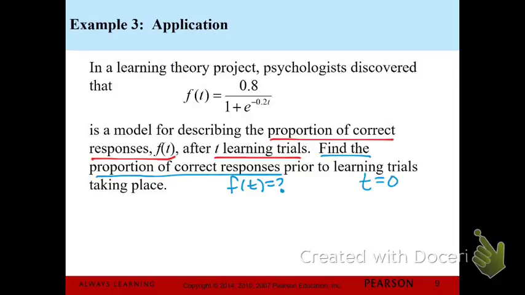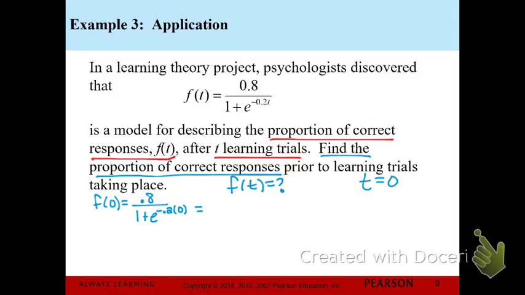So how are we going to find F of T if I know that T is 0? I'm going to plug 0 in for T. Very good. So we're looking for F of 0, because T is 0: 0.8 over 1 plus e to the negative 0.2 times 0.